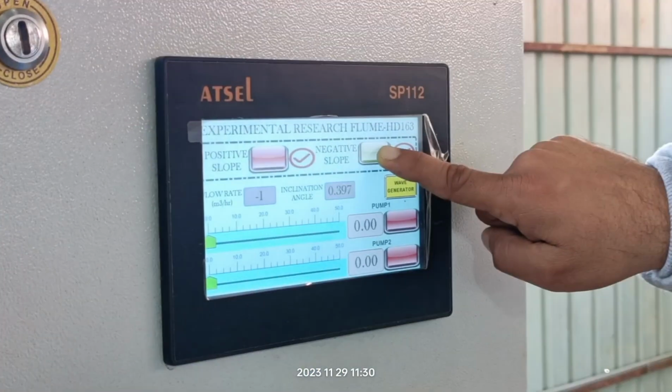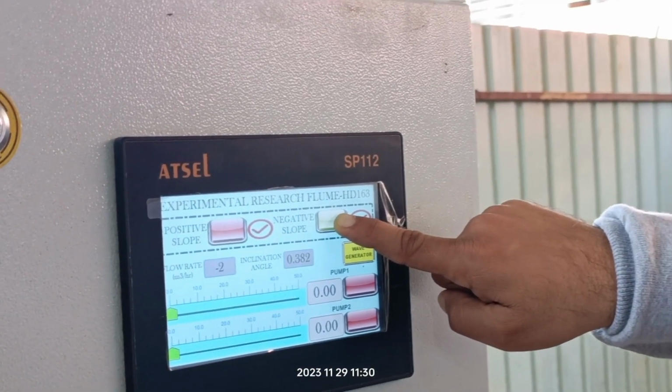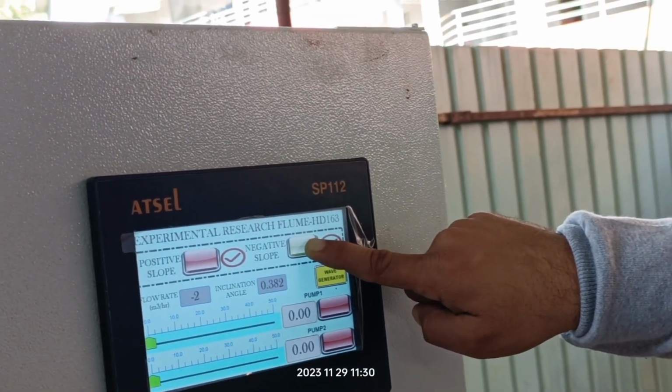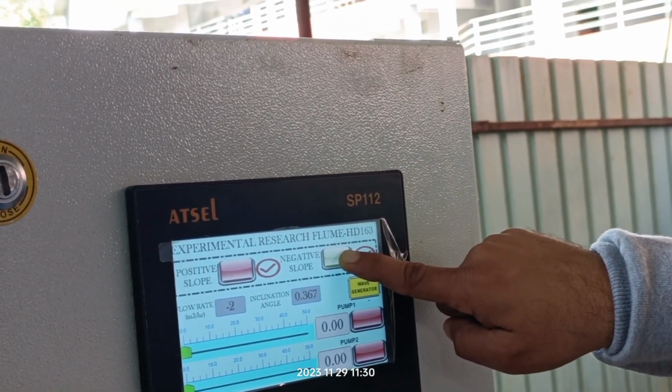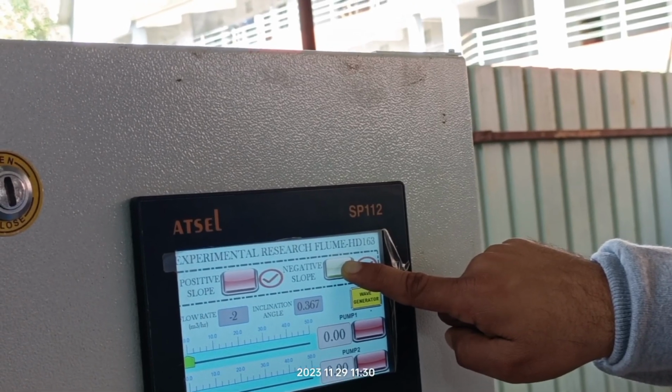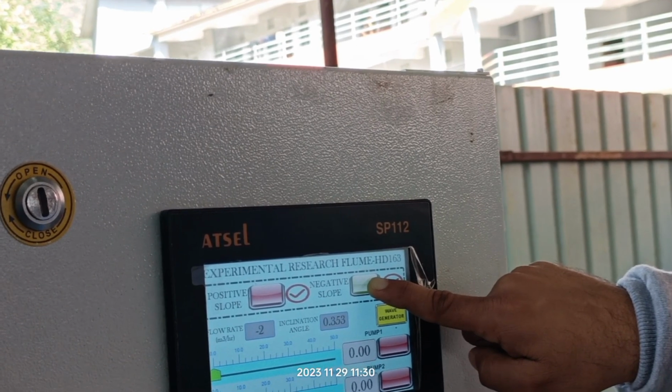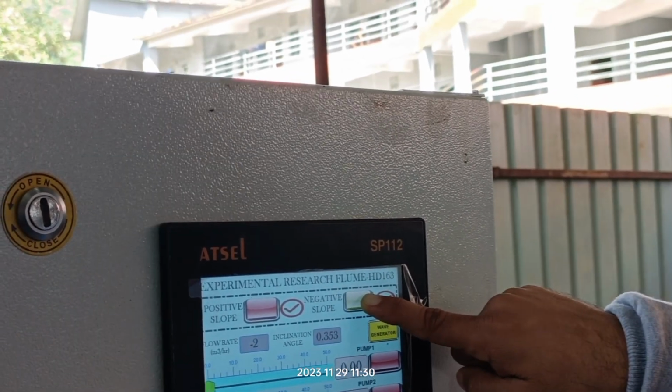This angle will be theta. I mean degrees. It's in degrees or radians? I think it's in radians. It is in degrees, 0.382 degree. So the degree is very less. 1 degree, 2 degrees, 3 degrees in slope is very good.